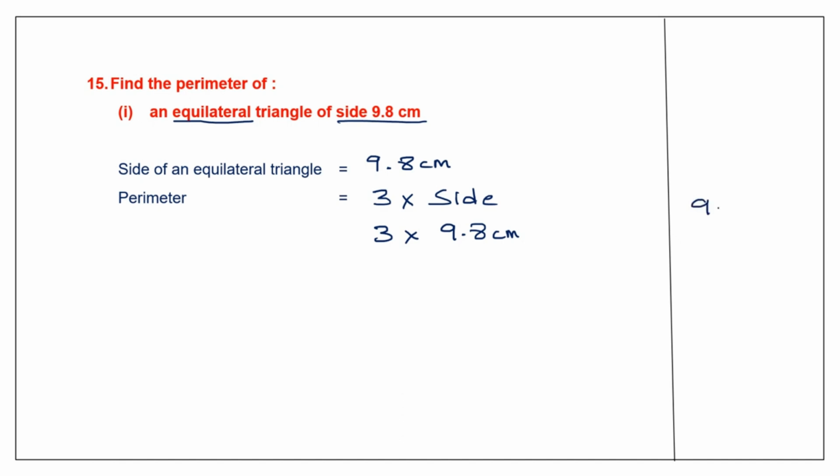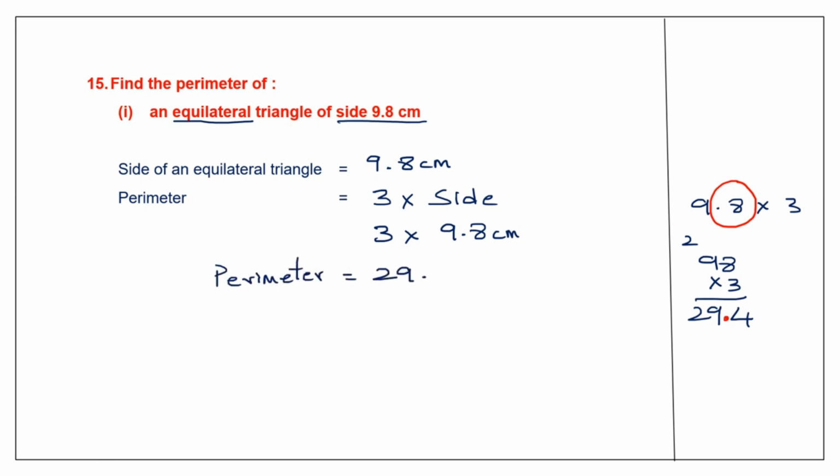So let's multiply 9.8 into 3. Ignore the point, 98 into 3. 3 8s are 24, carry 2. 3 9s are 27, plus 2, 29. Now go back to the question. There is one decimal place. Your answer also should have one decimal place. So the perimeter of this equilateral triangle we have found out to be 29.4 centimeters. So this is our answer, 29.4 centimeters.